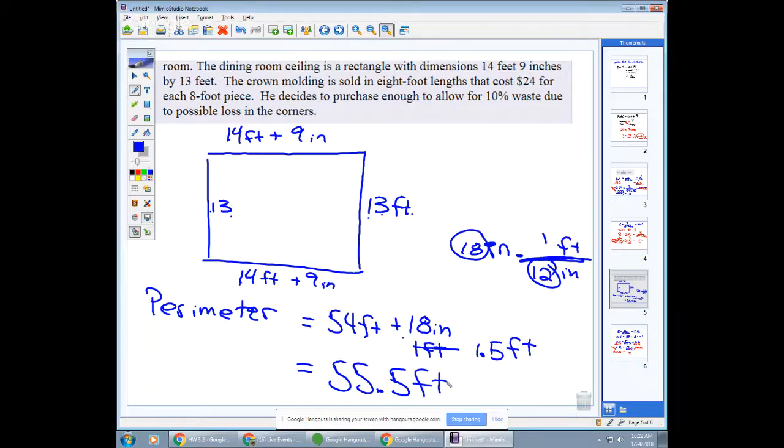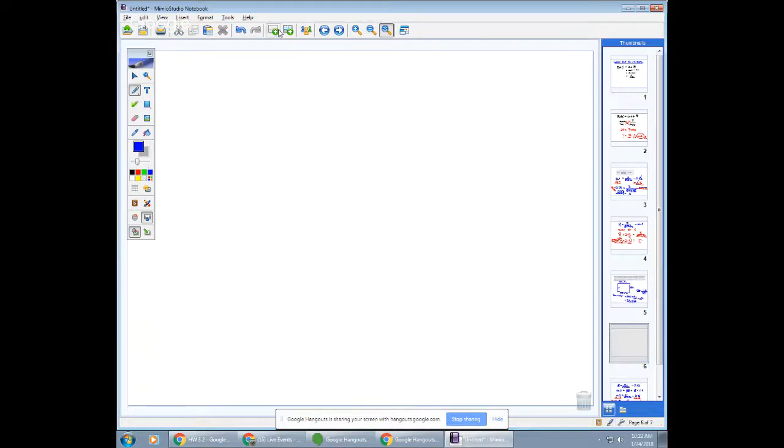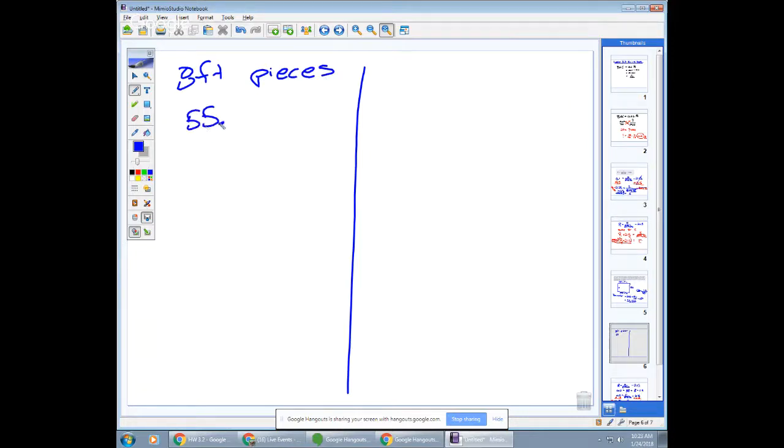So we could just right away say, hey, let's think about the 8-foot pieces, so new page. So we have 8-foot pieces, and we could take the 55.5 feet, divide that by 8 feet per piece, which will give us the number of pieces. And so how many times does it go in there? 6.9. So, you know, we got to buy a whole piece, so we're going to have to round that up to 7 pieces. 8 times 7 is 56, which is just over that. Okay. All right, so then it says he wants to add in 10% more.